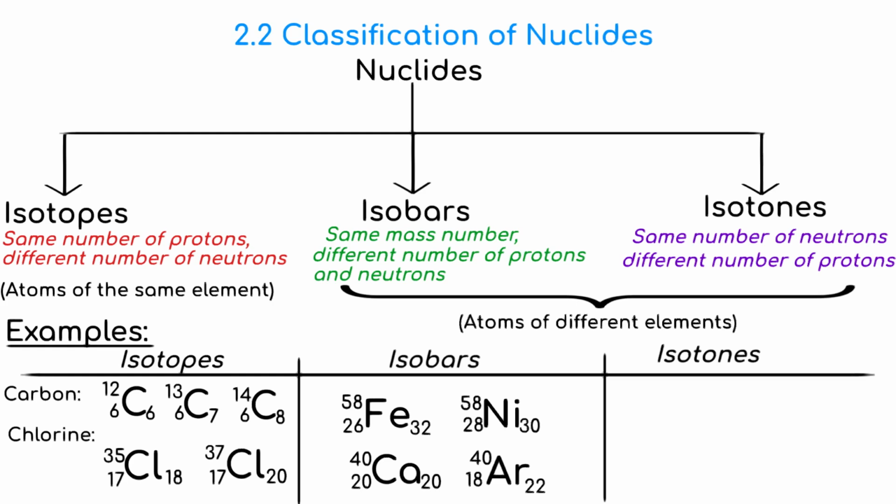Now, isotones. Carbon-12, nitrogen-13, and oxygen-14 are isotones. Why? Because as you can see, they have different number of protons, of course, as expected, because they are atoms of different elements, but they have the same number of neutrons. Each of them has 6 neutrons. Same with boron-12 and carbon-13. They have the same number of neutrons, which is 7, but different number of protons. The boron has 5 and carbon has 6.